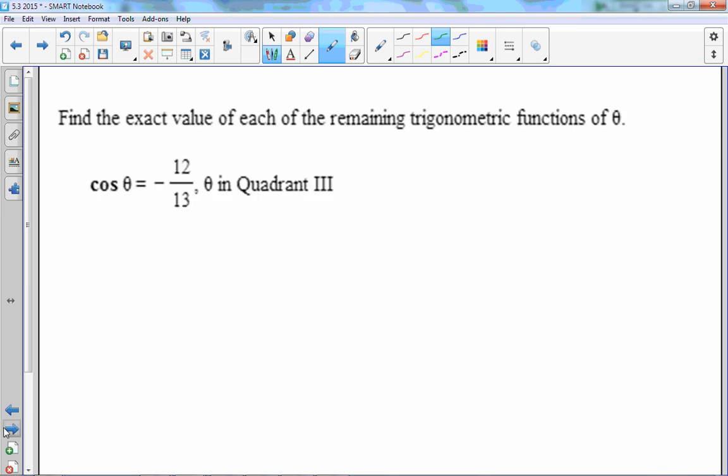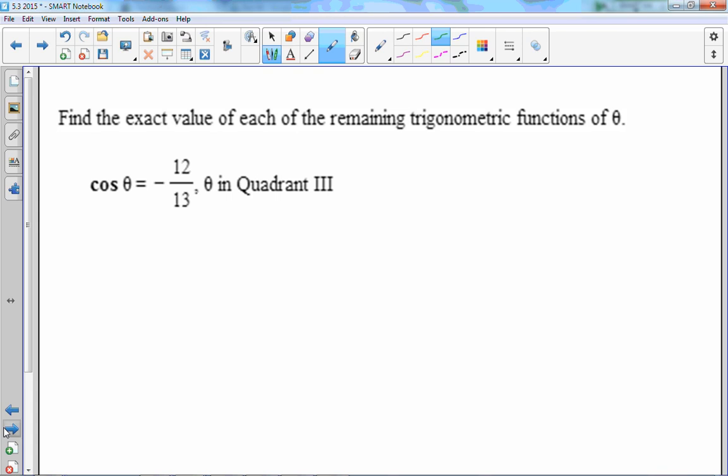All right. Now, this is the problem I was talking about with Christina. This is the one where she got upset because she missed a sign. It's really easy to miss signs on these. When you look at it, it's kind of intimidating. You don't know where to start. It says find the exact value of each of the remaining trigonometric functions of theta.